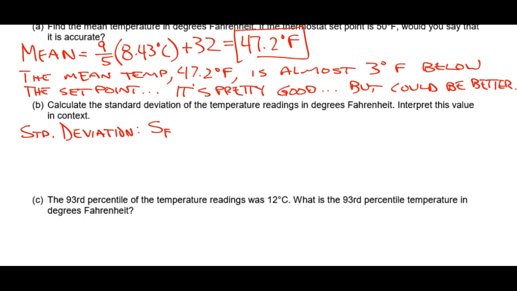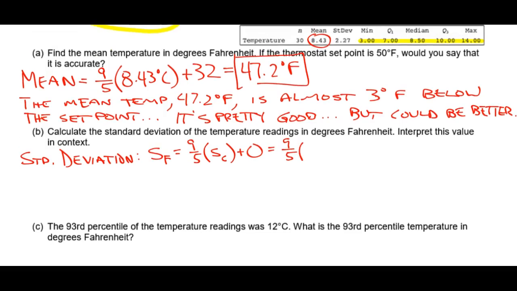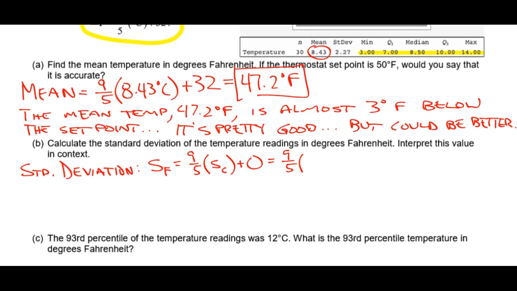So that means the standard deviation in Fahrenheit is going to be 9/5 times the standard deviation in Celsius plus 0, because that addition of a constant doesn't do anything to the spread. So we have 9/5 times, scroll up, standard deviation is 2.27 degrees Celsius. And when I punch it into my calculator, I get 4.09 degrees Fahrenheit.